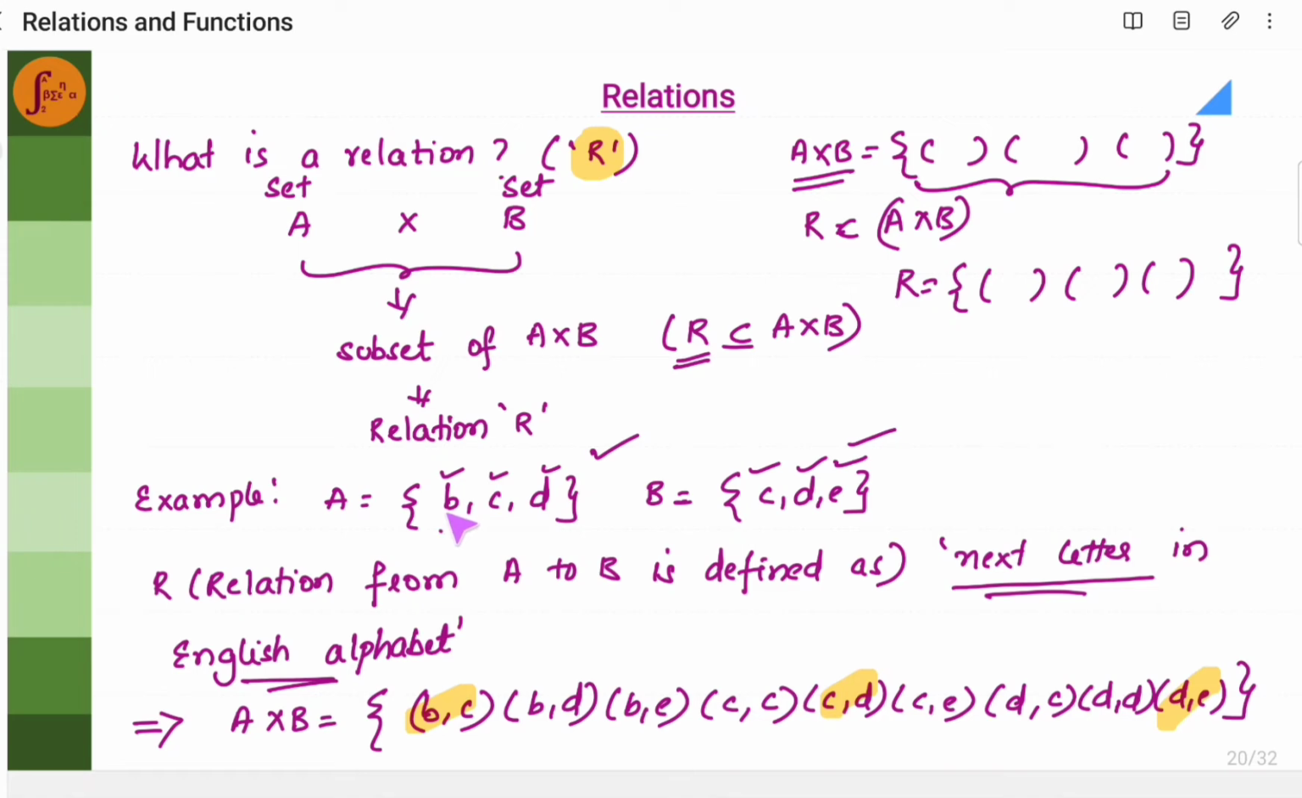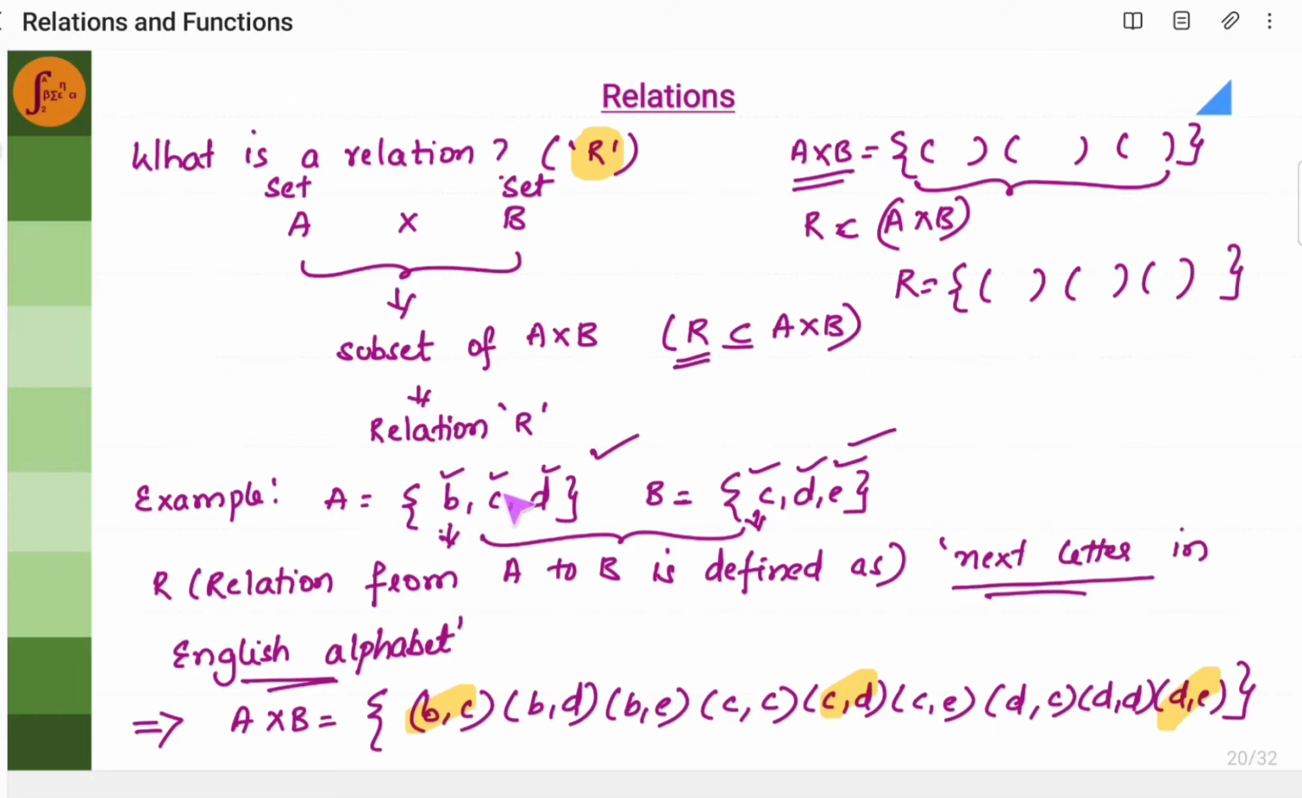So if B is the element, what is the next letter for B? It is C. So now you see there is a relationship between this and this. What is the relationship between B and C? C is the next letter in the English alphabet for B. After B comes C. So there is a relationship between B and C.